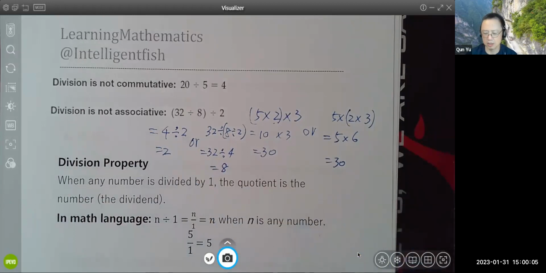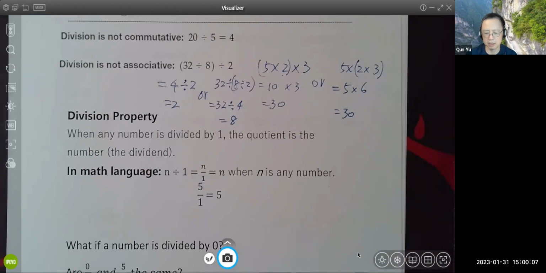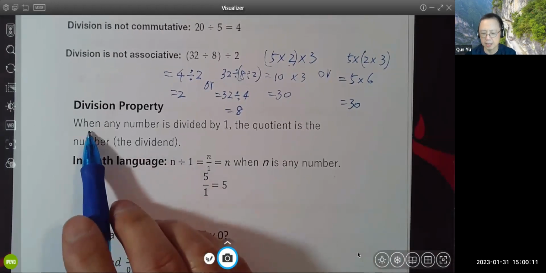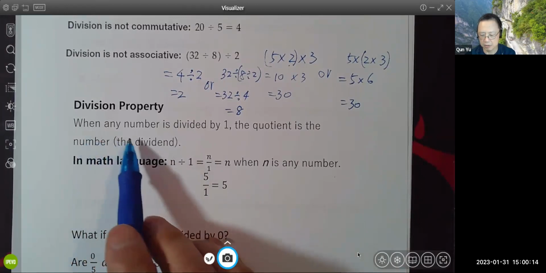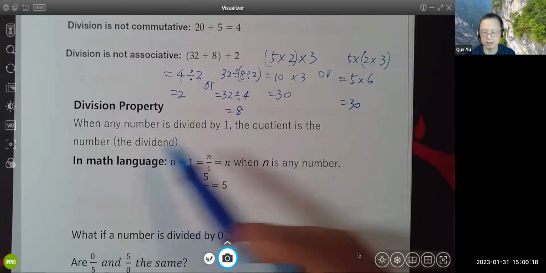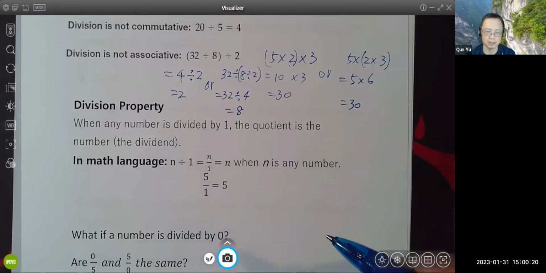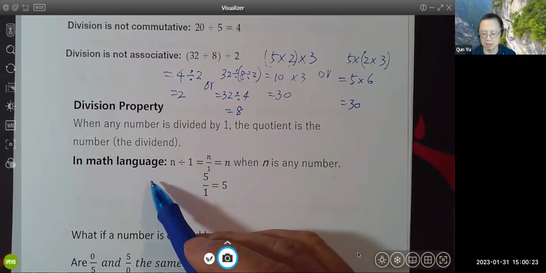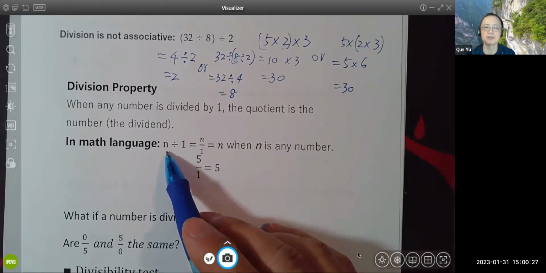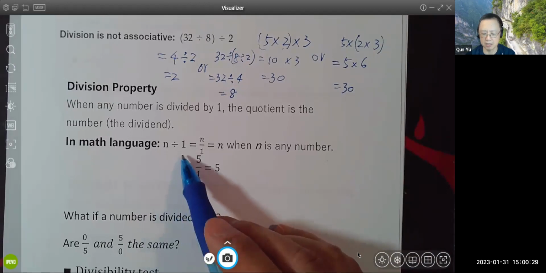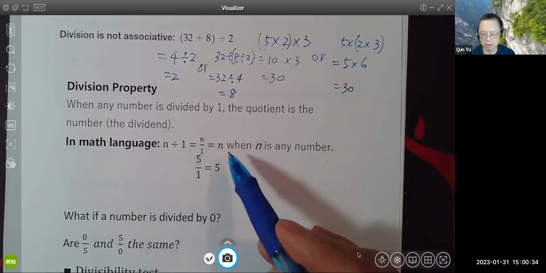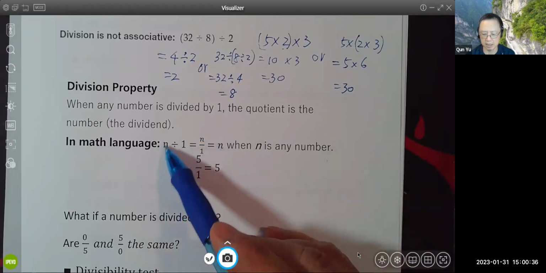Okay, now let's move on and take a look at other division properties. The first one: when any number is divided by 1, the quotient is the number itself, the dividend, the first number. In mathematical language, it goes like this. N is any number. So n divided by 1, which can also be written as n on the top, 1 on the bottom. The result is n, the dividend itself.